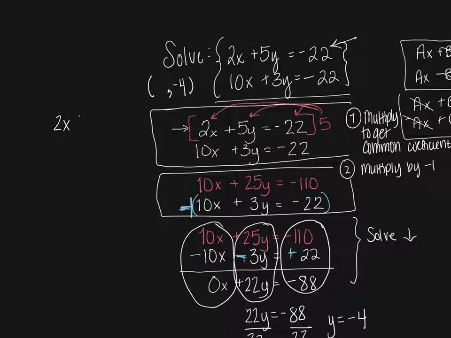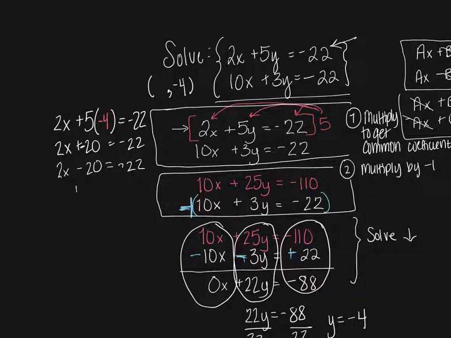So 2x plus 5 times y equals negative 22. Plug your y in, and you get 2x plus 5 times negative 4, which is negative 20, equals negative 22. Once I'm here, I now need to solve for x.